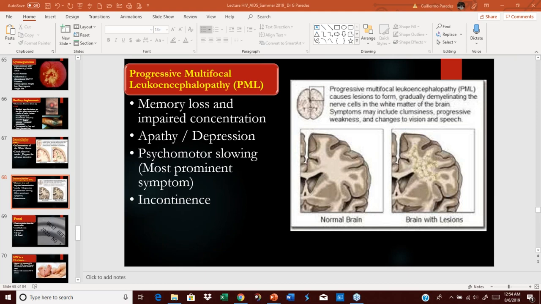First of all, what is PML? It's the degeneration of the white matter. The white matter of the central nervous system is going to be degenerating, and the patient starts to lose his cognitive level. That means the patient starts to lose memory, is going to have impaired concentration, and especially psychomotor slowing, which can lead to incontinence. So the patient starts to lose control of his physiological needs.